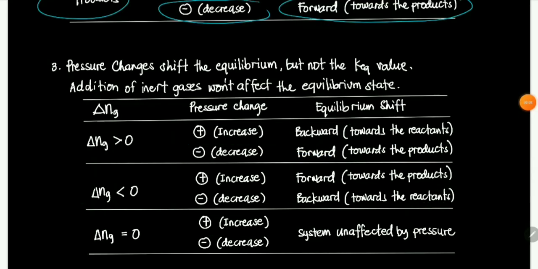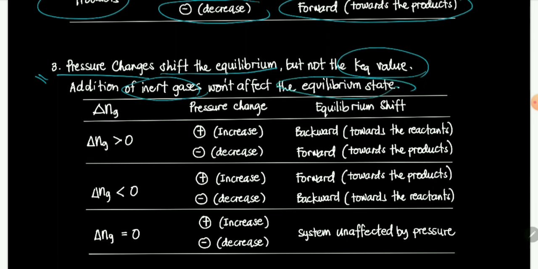Okay? So, for the next parameter, okay, pressure changes shift the equilibrium. So, especially dun sa mga gas phase reactions or mga systems na may involved na gases dun sa equilibrium. But not the KEQ value. Kasi yung pressure, again, is related to the concentration of your species. So, na-derive natin yung relationship through the ideal gas equation. So, pareho lang din yung effect ng pressure doon sa effect ng ating concentration. Pero, let's look into the delta NG first. Okay? So, addition of inert gases, by the way, won't affect the equilibrium state.